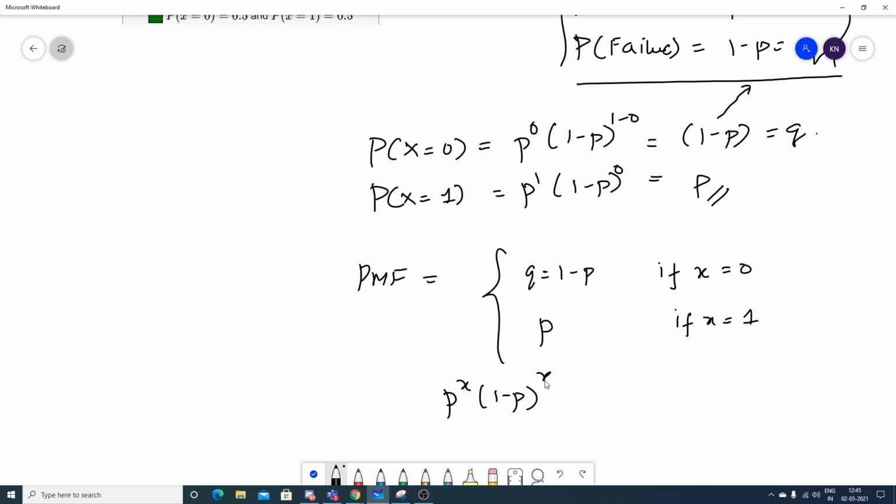This is basically supported by my equation, P of X equals p to the power x times 1 minus p to the power 1 minus x, sorry, it should be 1 minus x, right? Which we have actually shown. And what is this? This is my probability mass function. Very, very simple, guys.